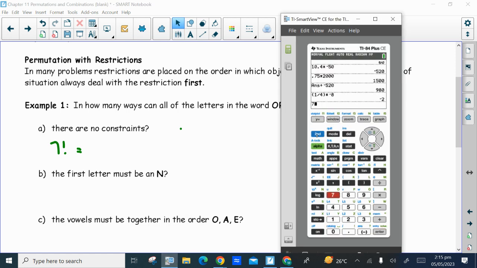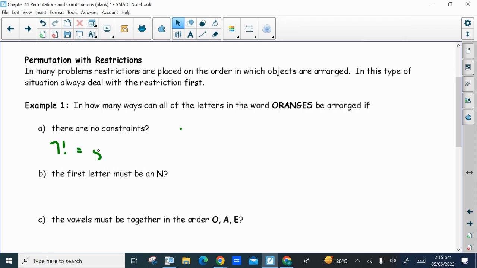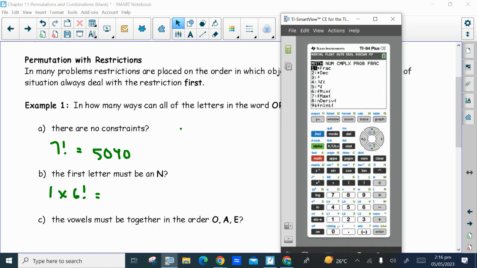So this could be done also using the fundamental counting principle. Mark down 7 spaces. And there'd be 7 for the first letter, then 6, then 5, all the way down to 1, which you'd multiply together, and that's the same thing as 7 factorial. If the first letter must be the letter N, there's only one choice for the first letter, and there's 6 remaining letters to arrange, and they could be arranged in 6 factorial ways. So the answer is 1 times 6 factorial, or just 6 factorial. Which is 720.